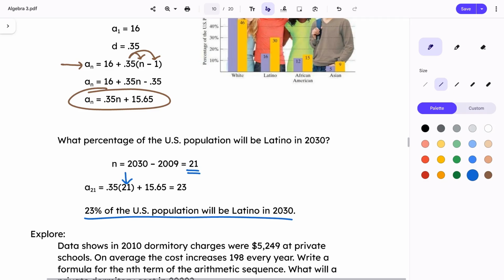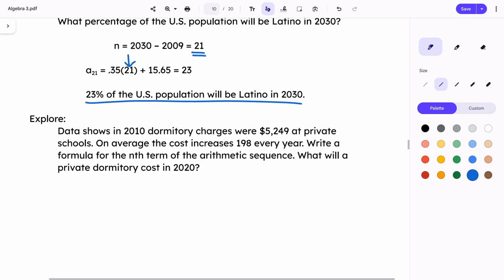Okay, so on this next one, similar idea. They're just giving us another example of context here. So it goes on to say, data shows in 2010 that dormitory charges were $5,249 at private schools. On average, the cost increases $198 every year. Write a formula of the arithmetic sequence, and then what will it cost in 2020?